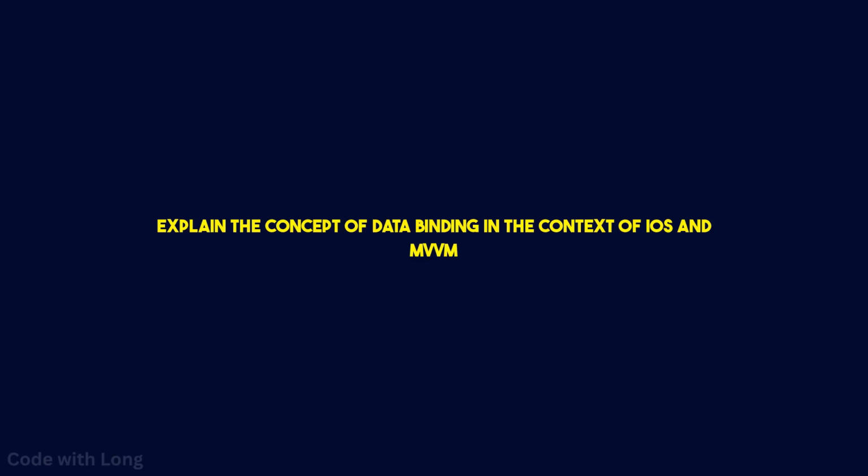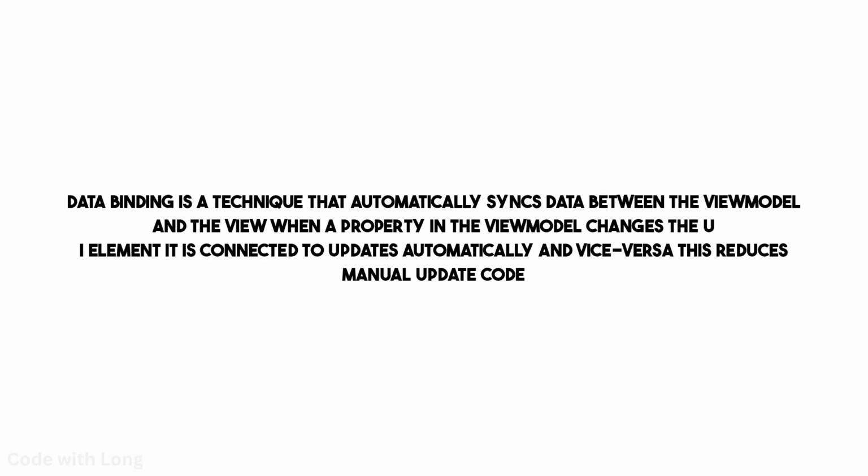Explain the concept of data binding in the context of iOS and MVVM. Data binding is a technique that automatically syncs data between the view model and the view. When a property in the view model changes, the UI element it is connected to updates automatically, and vice versa. This reduces manual update code.